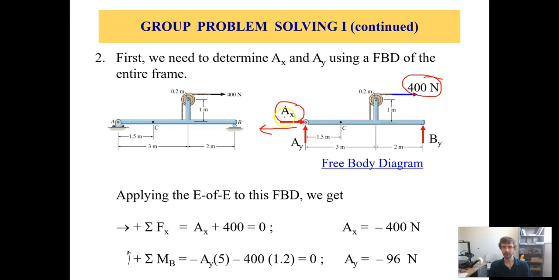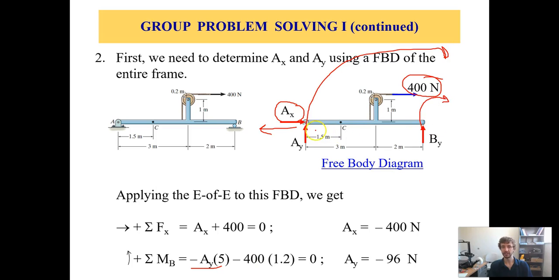So we do our math. First we solve for AX, then we take the sum of moments around point B to solve for BY. Try to solve for AY, so we only have one unknown there now. And let's look at this right here. So we have negative AY times 5, because that is clockwise, and this one is also clockwise.